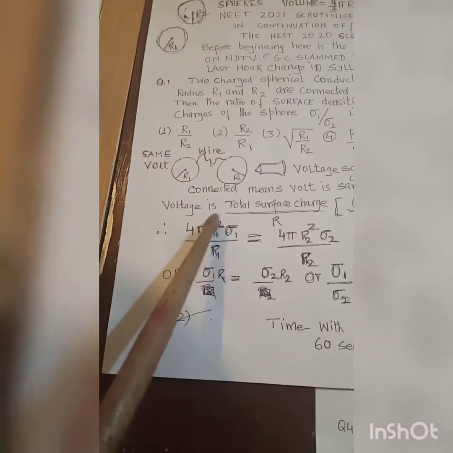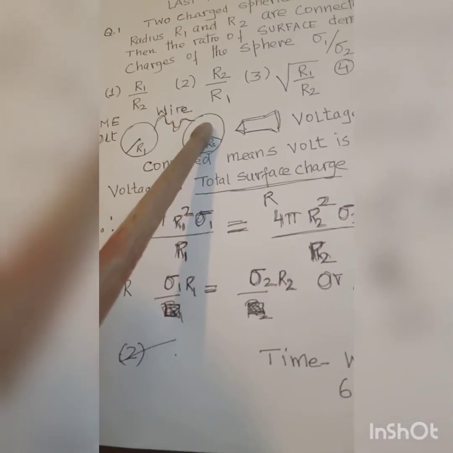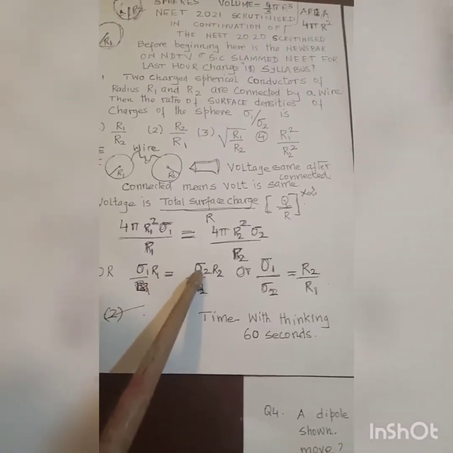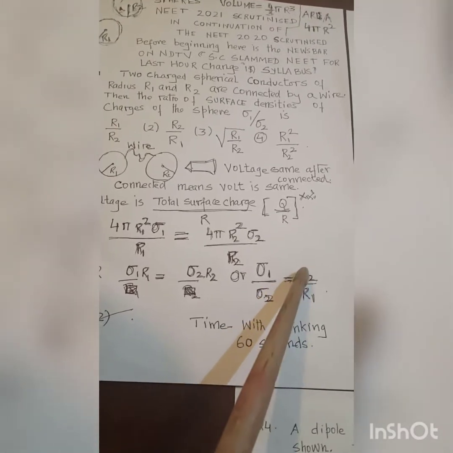Let this one be sigma 1 and let this be sigma 2. Voltage is total surface charge by R. This is a must. You should remember that. Q by R is the voltage. These three you remember: volume, area, and voltage. Now, 4 pi R1 square sigma 1 divided by R1 is the voltage on the first sphere. 4 pi R2 square sigma 2 by R2 is the voltage on the second. And they are equal because this wire has connected them. So sigma 1 R1 is equal to sigma 2 R2. So sigma 1 by sigma 2 is R2 by R1. So which one is correct? You tick number 2. Okay?